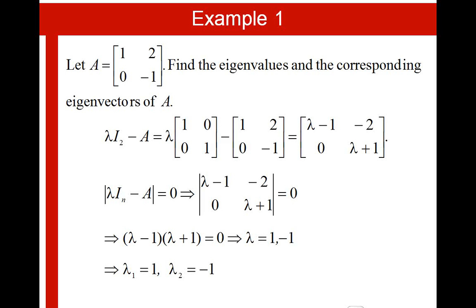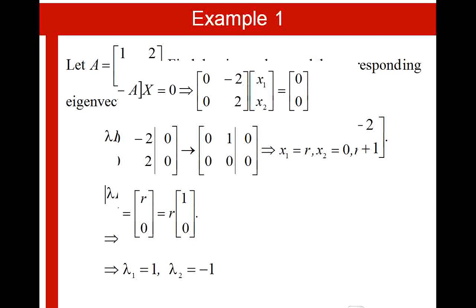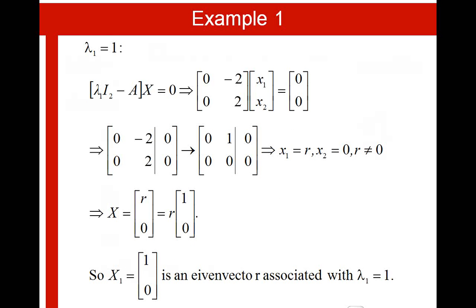Now we move to calculate the corresponding eigenvectors for A. For lambda 1 equal to 1, we substitute the values in the equation that we talked about in the second slide, which is the homogeneous equation: (lambda 1 times I minus A) times x equal to 0. We substitute the values. Solving the system here is the same as having this augmented matrix. After doing the corresponding row reduction, we obtain the row reduced augmented matrix here: 0 1 0, 0 0 0.